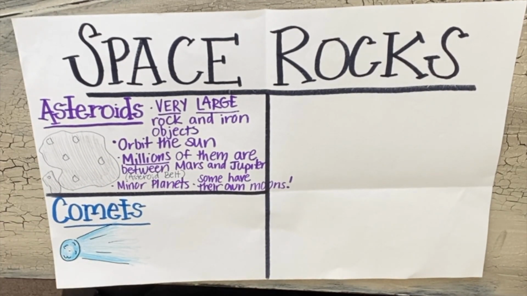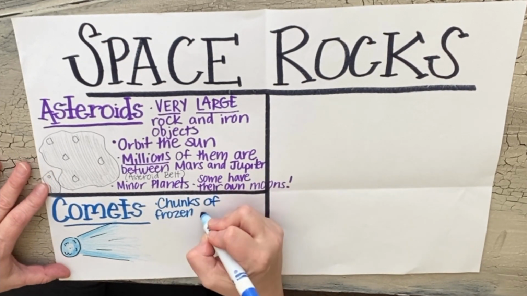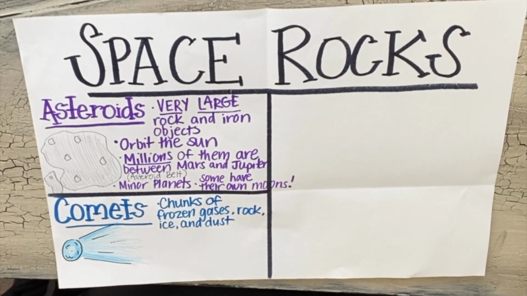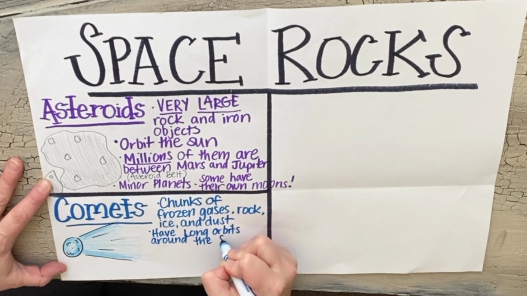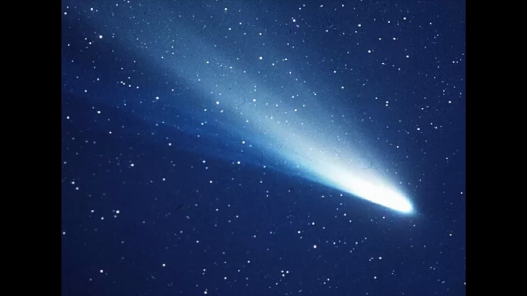And I want you to think about how asteroids and comets are alike, how they're different. It's time to talk about those comet characteristics. Comets are chunks of frozen gases, rock, ice, and dust. And remember, they have those long orbits around the sun. And they always have those glowing tails that point away from the sun. So that's why it looks like that going through the sky. It's got that tail that always points away from the sun.